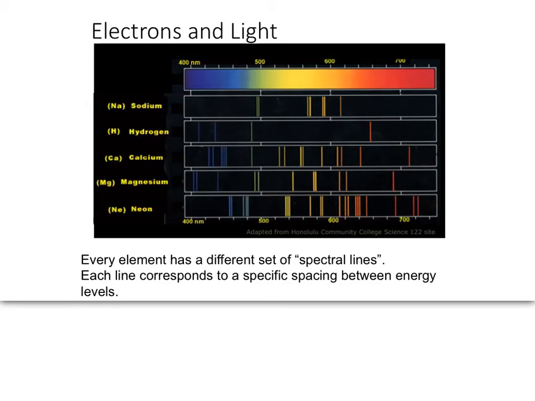So, and then just to reiterate something from the packet, every element has its own set of spectral lines. So if you know the set for one of them, you can actually use that to identify it in another compound, in as an unknown, something like that. Okay, so each element has its own spectra.